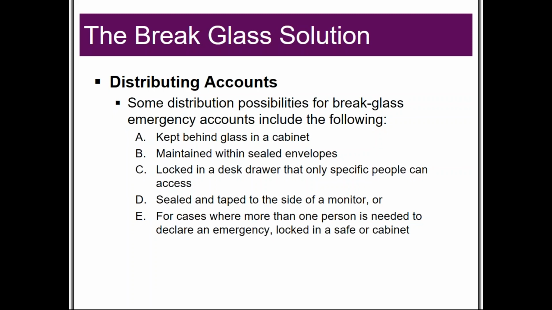The third one is locked in a desk drawer that only specific people can access. So I put it in a desk drawer, kind of like that sealed envelope, and only certain people would get it. That's pretty self-explanatory. The next one is sealed and taped on the side of a monitor. If you're in a hospital, let's say, it could be sealed and taped to the side of a monitor in your clinical area that the doctors and nurses and everybody else are working in. So it's going to be visible to many, so that it would be obvious when it's missing or damaged and somebody can say something about it. Okay?